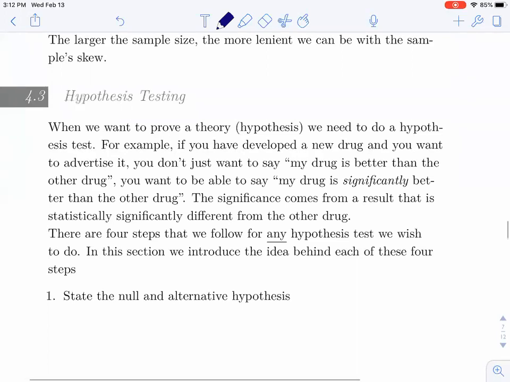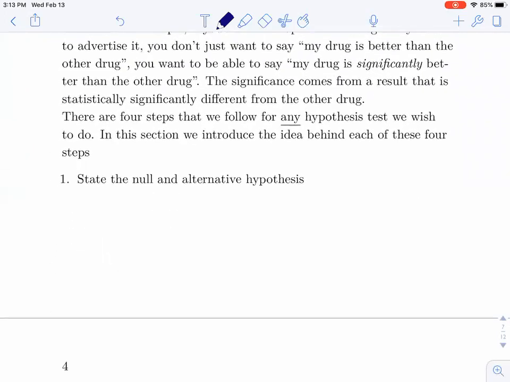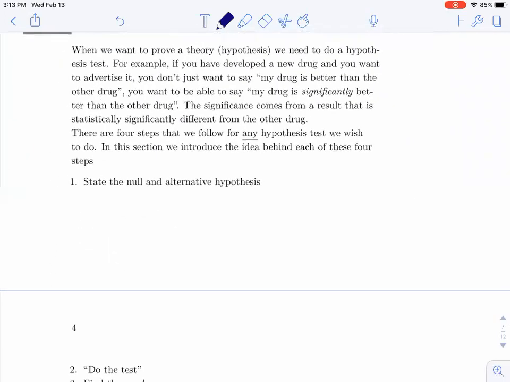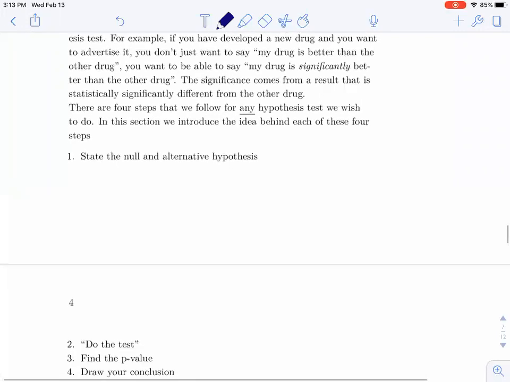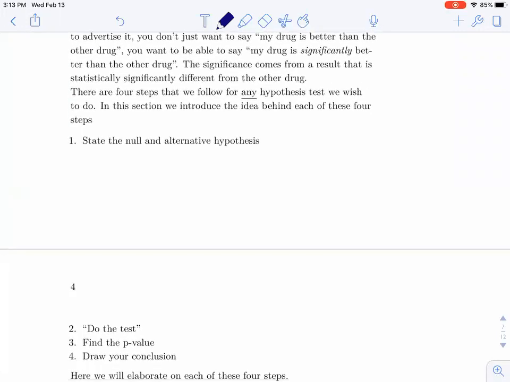So there are going to be four steps that we follow, and then I think I'll give my throat a break. The first thing we're going to do is state the null and alternative hypothesis. I remember, I think, science 9, or maybe it was elementary school, who knows, it's all a blur.